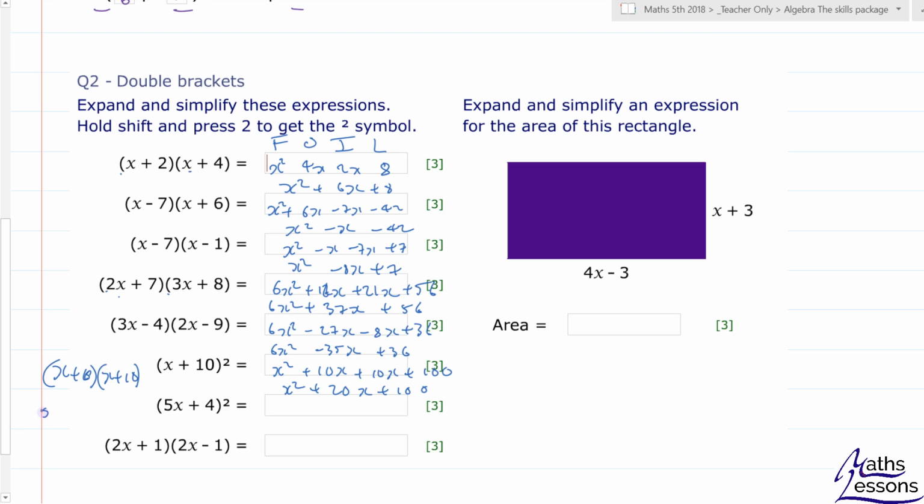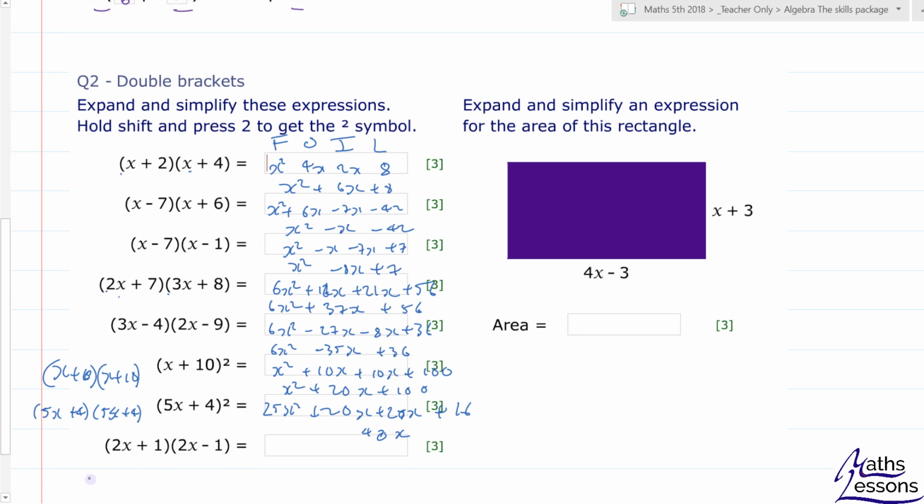Right, so I've got 5x plus 4 times 5x plus 4. And we do the first two things again. That's 25x squared. 5 times 5 is 25. x times x is x squared. Outer two things, 20x. We see a pattern emerging here. Plus 16. I'm not going to write it all out again. You should get a 40x in the middle.